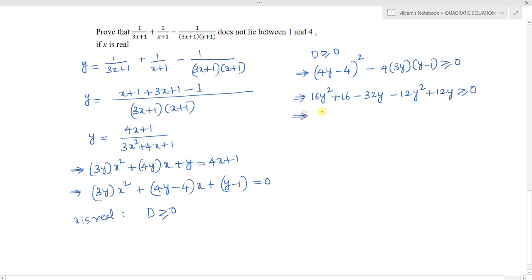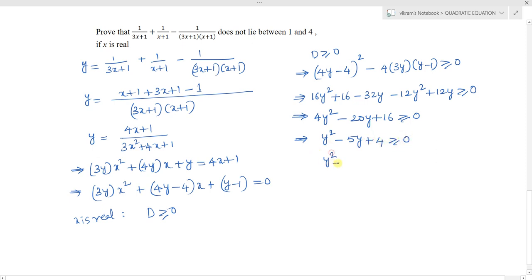Now we can write this as 16 minus 12y square, which means 4y square. Next, minus 32 plus 12 means minus 20y. Okay, minus 20y plus 16 is greater than or equal to 0. First of all, we need to find out whether this can be expressed as factors or not. If we take 4 as common, y square minus 5y plus 4 is greater than or equal to 0.